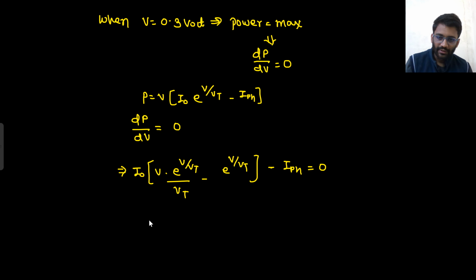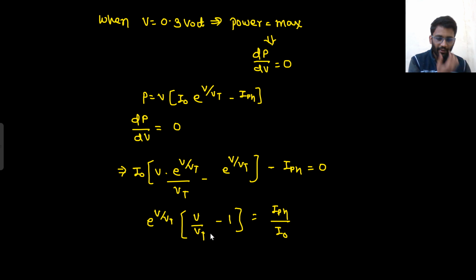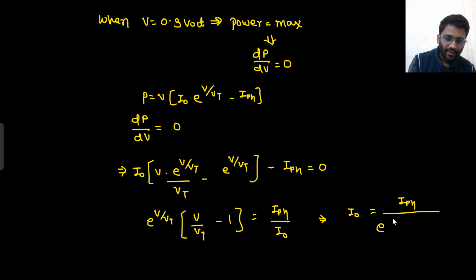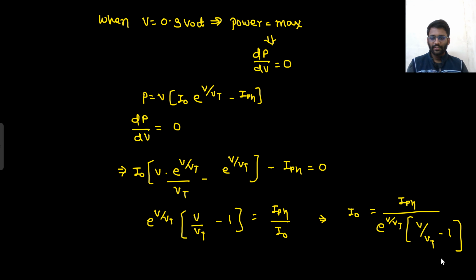So from here what do you see, e to the power V upon Vt, that would be V by Vt minus 1, IPH by I naught. You needed to find I naught value. So from here I naught value is coming out to be IPH by e to the power V by Vt, V by Vt minus 1. Well and good. There is no calculation mistake.